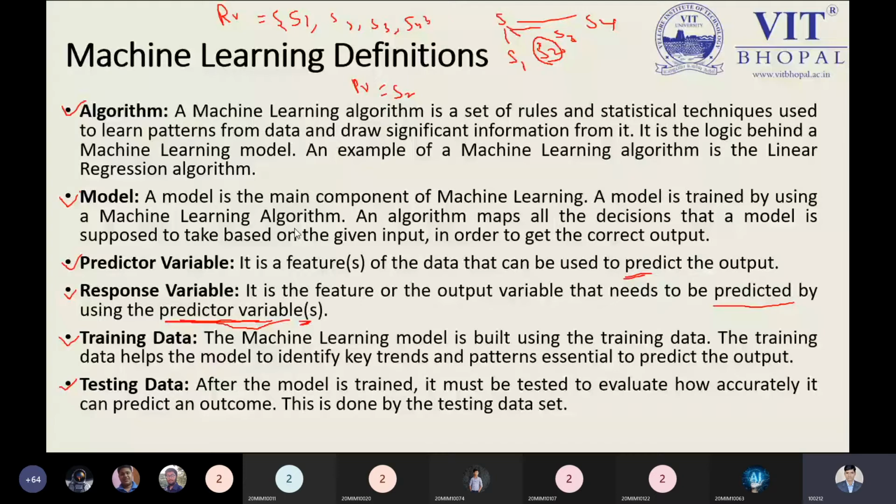In machine learning, training data is basically used to help the model identify the key trends and patterns essential to predict the output. Then testing data, which is basically sample data. After the model is trained, it must be tested to evaluate how accurately it can predict an outcome. This is done by the testing data. So training data and testing data are part of the entire data. These are the basic terms related to the machine learning definition.